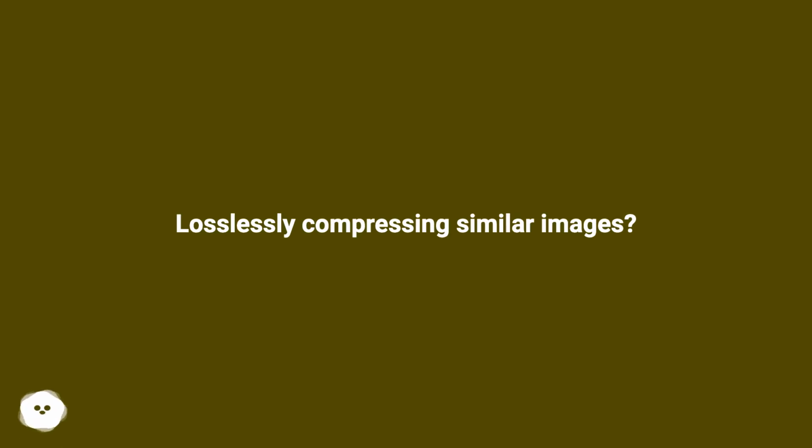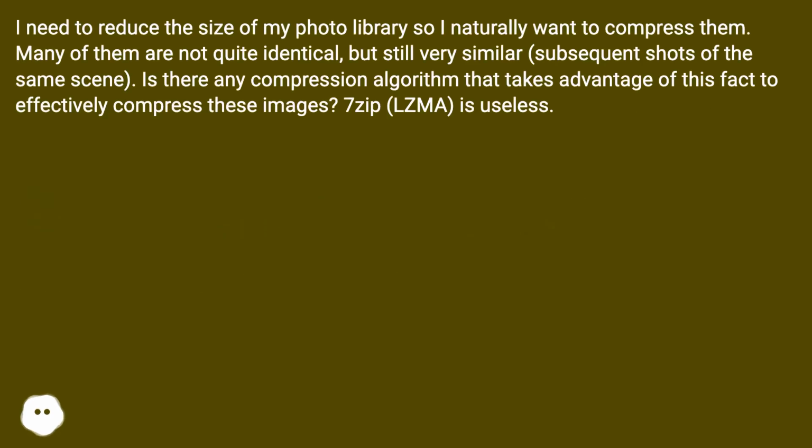Losslessly compressing similar images. I need to reduce the size of my photo library, so I naturally want to compress them. Many of them are not quite identical, but still very similar, subsequent shots of the same scene. Is there any compression algorithm that takes advantage of this fact to effectively compress these images?